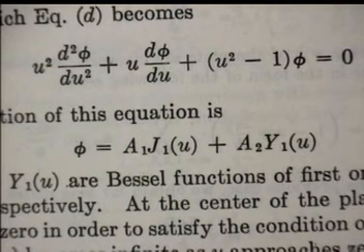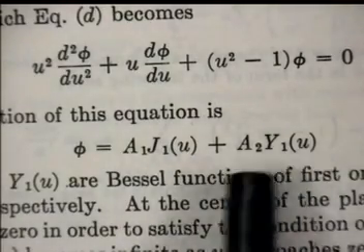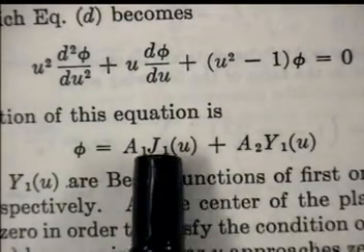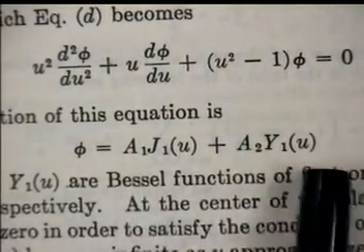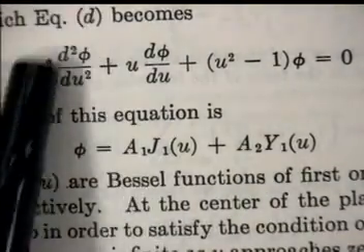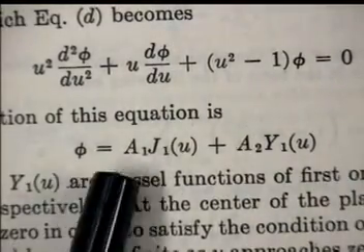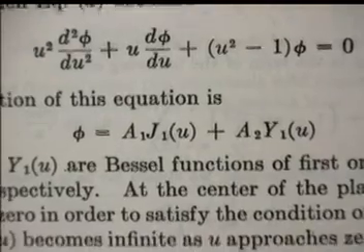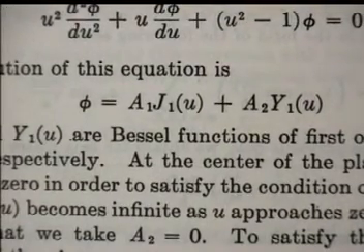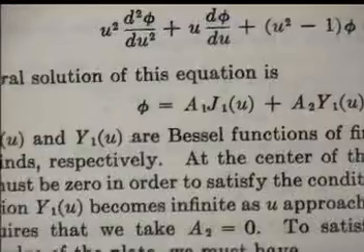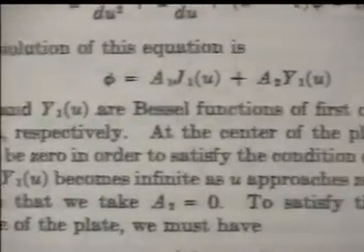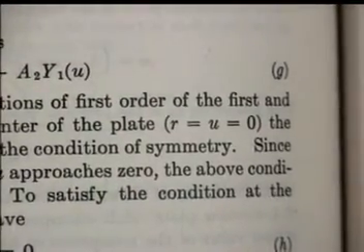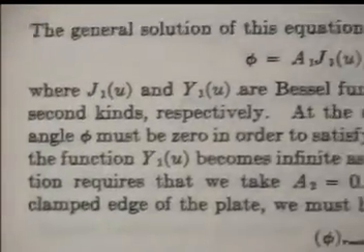The first function was given by Mr. Andres, and the second function by Mr. Berezhnoi. So these are the two Bessel functions that we have here. That is a second order differential equation, and we have two Bessel functions as a solution. Now, J1 and Y1 are Bessel functions of first order, of the first kind and the second kind, respectively.